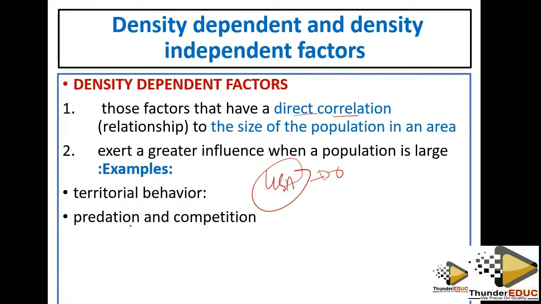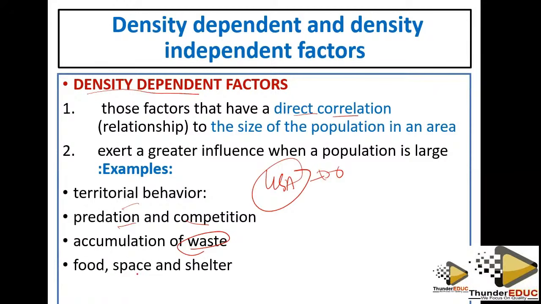Predation, organisms which feed on other organisms or which kill other organisms for food. Competition, all these factors have a direct influence on the number of individuals in an area. Then we have the accumulation of wastes. The moment wastes start to accumulate, the number of individuals will decrease. Why? Because these wastes bring about a negative impact or influence on the population, and then the population size will start to decrease. Then you have food, space, and shelter.